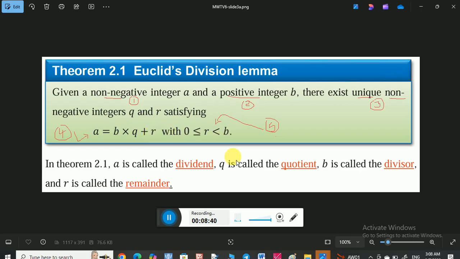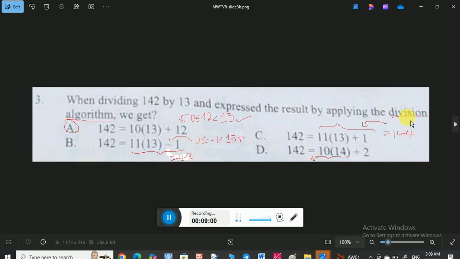And this r is called the remainder. Of the two given numbers a and b, a is called the dividend, b is called the divisor, and q is called the quotient. So for example, in the current problem we are given 142. When we divide 142 by 13, what is the quotient? What is the remainder? That's the question.